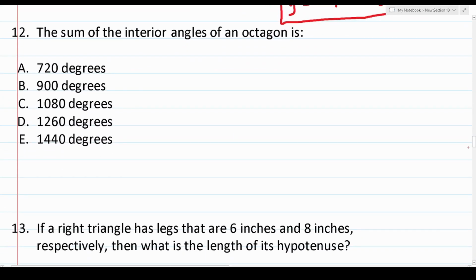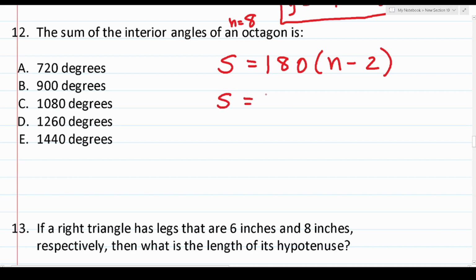All right, number 12 says, the sum of the interior angles of an octagon is. So for this one, you just have to know the formula to find the sum of the interior angles of any polygon, and that is sum equals 180 times n minus 2, where n refers to the number of sides in that polygon. In an octagon, we should know that there are 8 sides, so in place of n, we're going to put 8. So this becomes s equals 180 times 8 minus 2. S equals 180. 8 minus 2 is 6.